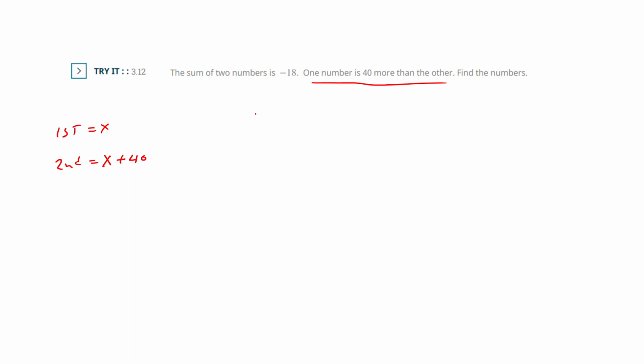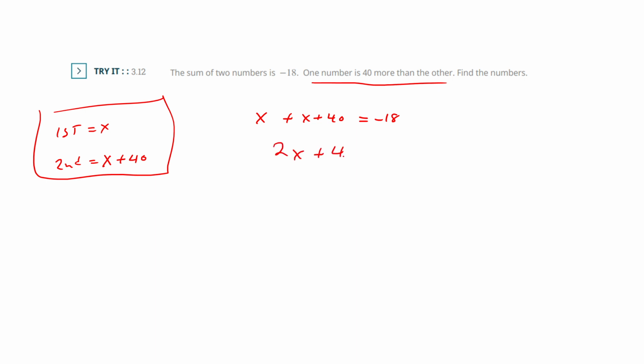If you add those two numbers up, it is negative 18. So x plus 40 is a number. It's first plus second. This is what my dictionary is telling me is that number. Okay, put it together. I get 2x plus 40 equals negative 18. So getting the x by itself, divide both sides by 2.